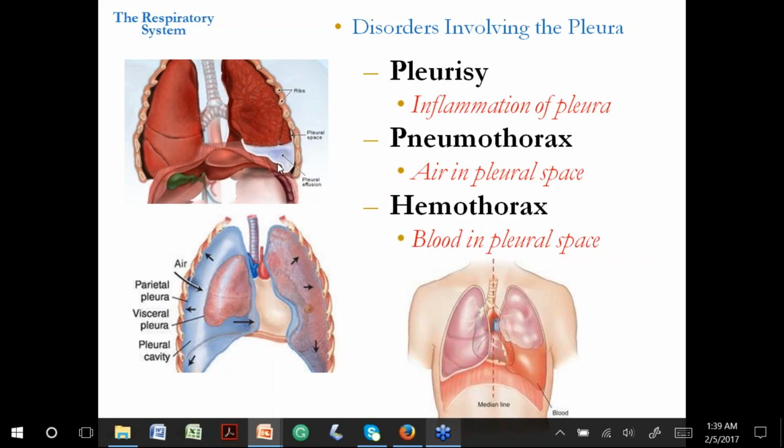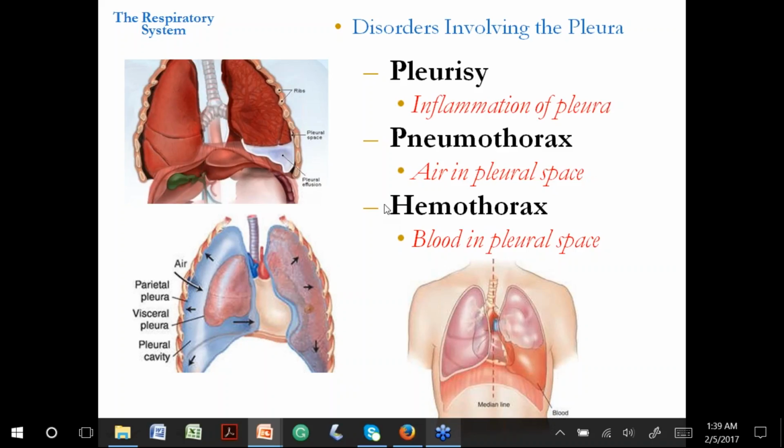Pleurisy is, if you see here, this is the lung. The lung is having the parietal and the visceral layer of the pleura, right? So here we have the pleural effusion. So this fluid is in between the two layers. It's not between the pleura and the lung. It's between the parietal and the visceral pleura, where this liquid is going to be.